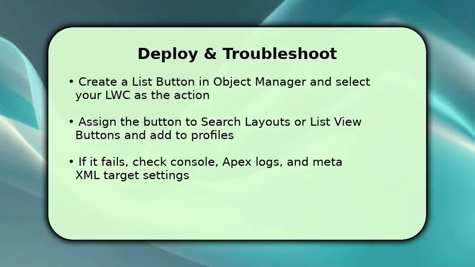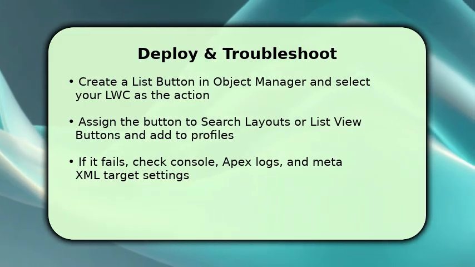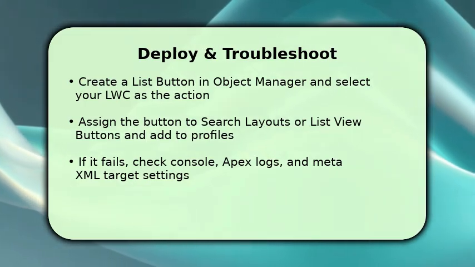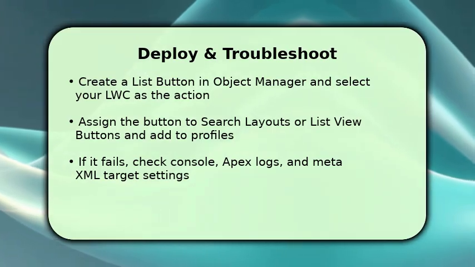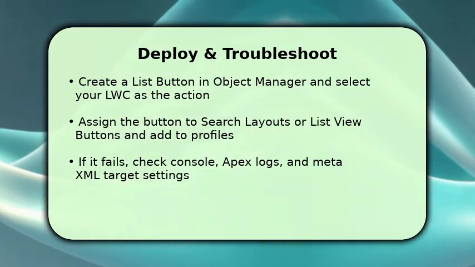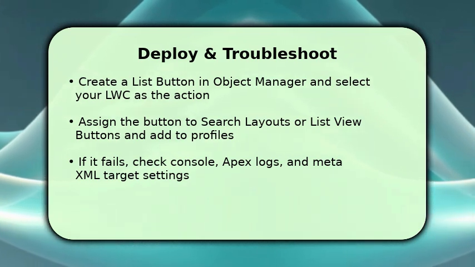If something goes wrong, first open the browser console for JS errors, then review Apex debug logs. Also double-check your component's JS meta XML targets and API version. Make sure CRUD, field-level security, and sharing rules aren't blocking the action.